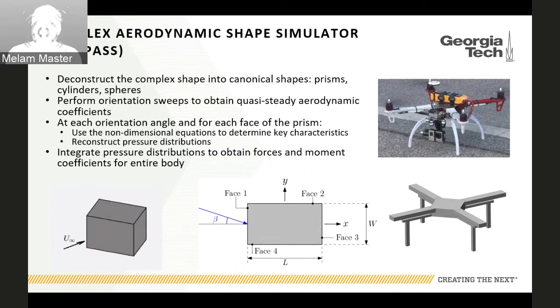For example, this little prism you see on the left is rotating with an angle of side slip to the free stream. The middle image is a 2D showing of that variation of angle of attack, or angle of side slip, in relation to different faces. And the image on the right is the UAV deconstructed into the canonical shapes. This one is just rectangular prisms. But as you can see, it turns the complex shape into a much simpler shape to analyze aerodynamically.